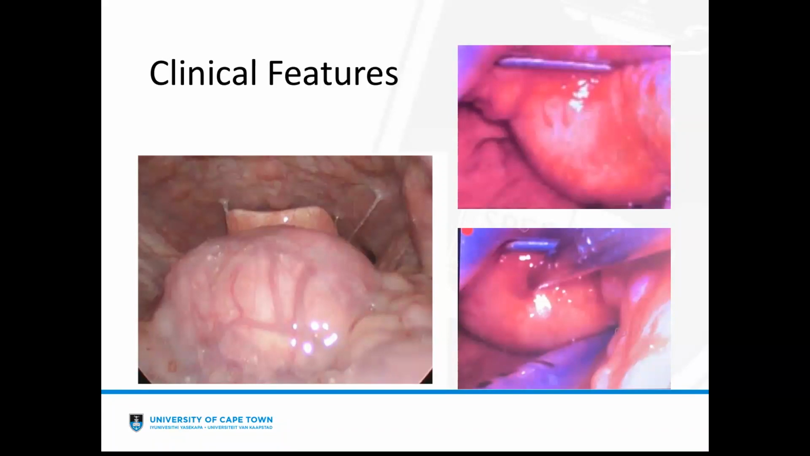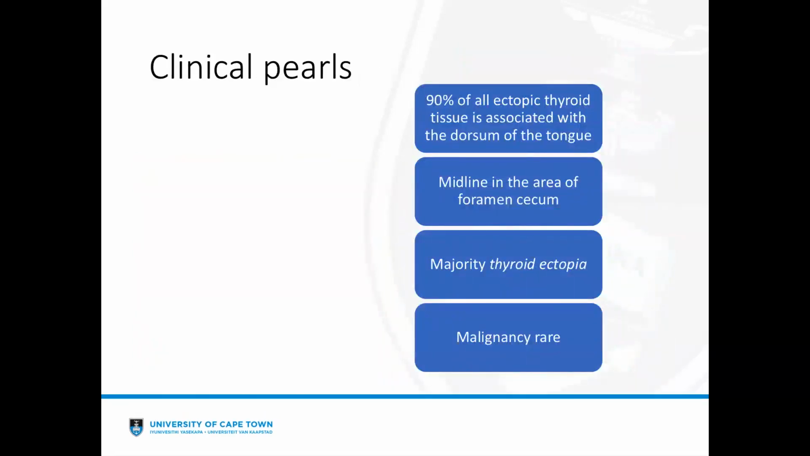Histologically, the lingual thyroid is essentially similar to normal thyroid parenchyma. And just some clinical points. 90% of ectopic thyroid tissue is associated with the dorsum of the tongue in the midline, and the majority of these patients have thyroid ectopia, which is an umbrella term for patients having no other thyroid tissue in the neck.